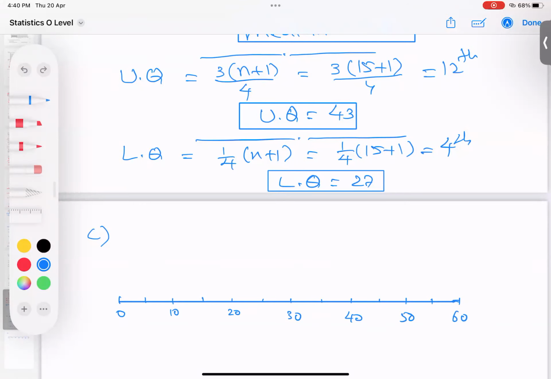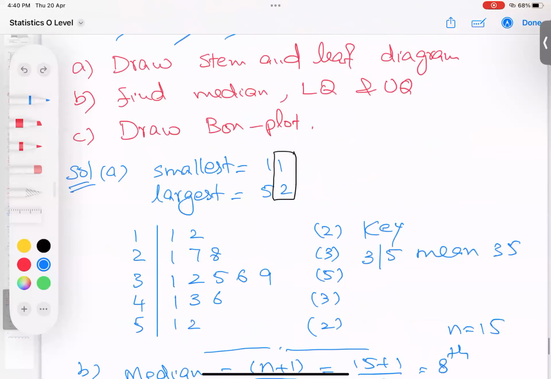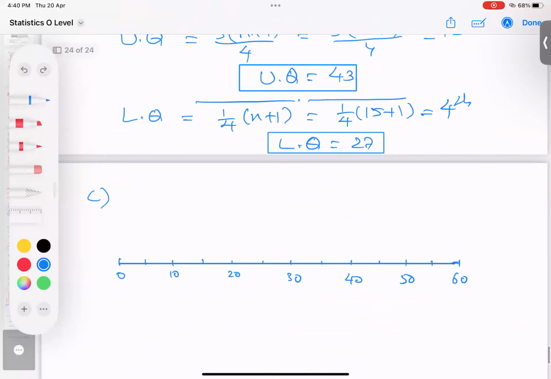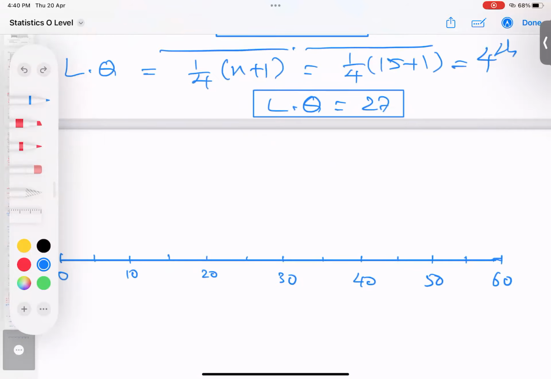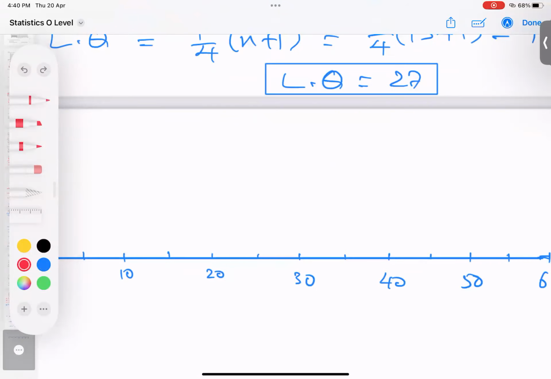Make sure, students. Now the lowest value is 11 and the highest is 52. Where is 11 and where is 52? 11 is, if I break it in 5s, 11, 12, 13, 14, 15. So 11 is here. You see how much care I'm taking about it.